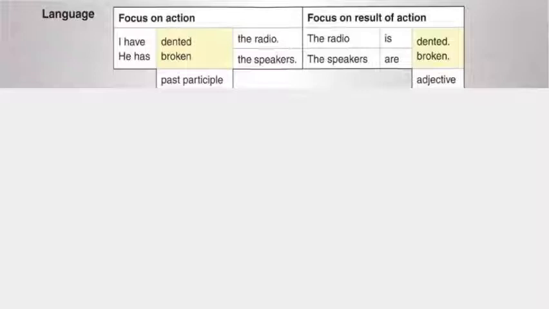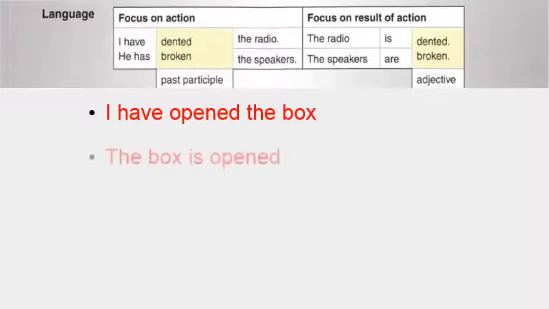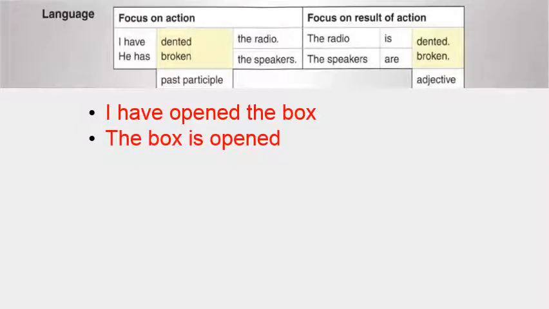Again, when we are focused on action, the verb called past participle. But what about when we focus on result of action and the verb is preceded by verb be? It's called adjective. Okay, this is like I have opened the box. So what about the result? The box is opened.